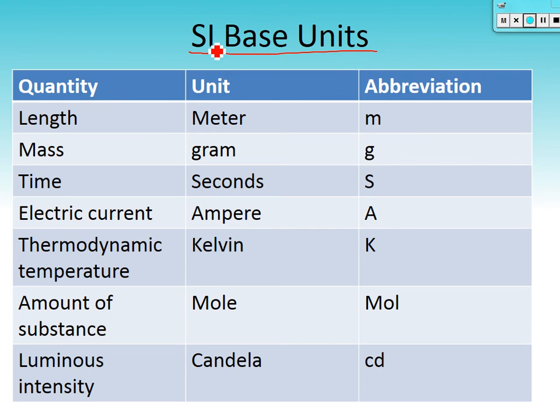Okay, so for length in the metric system, the base unit is the meter, so you're supposed to write in meter. The abbreviation for meter is a lowercase m, so that's how you abbreviate meter. For mass in the metric system, the base unit is a gram.